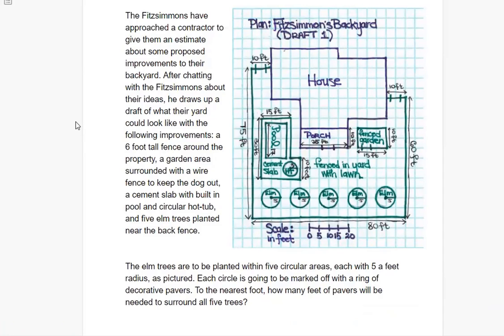Okay, so now I know what I'm doing. I'm finding the circumference of a circle and I know its radius. So I am going to bust out the formula. C equals 2 pi r. And I'll plug in what I know.